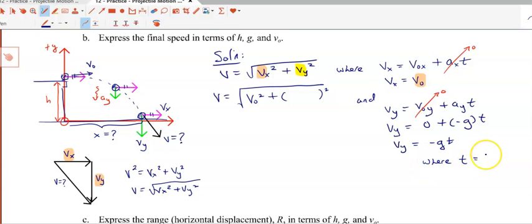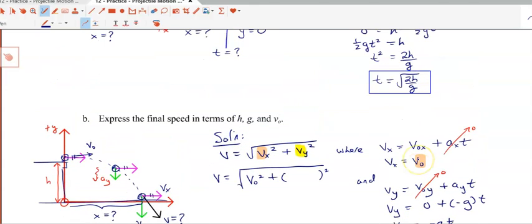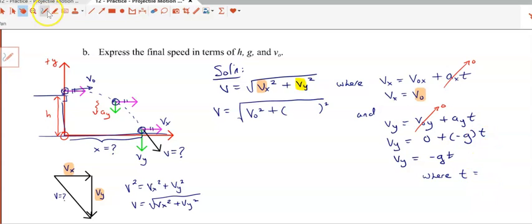What does t equal to? Remember what we derived earlier. T equals square root, right over here, right? We got this expression here. Why don't we plug that into here? So we're going to replace t with square root of 2h over g. So our new velocity equation in the y direction will be negative g times the square root of 2h over g. Now I could simplify this, but I'll do that later on.